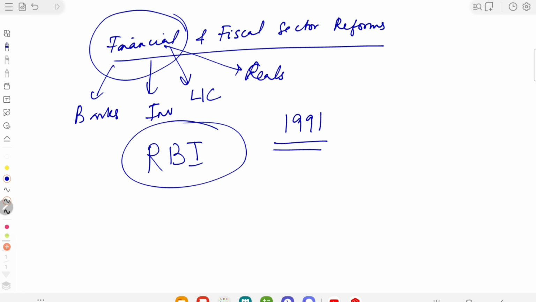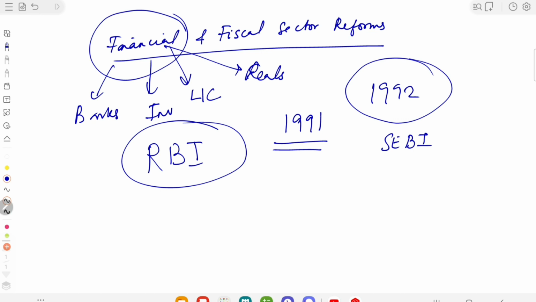So, what led to the 1991 financial sector reform? Not just 1991. 1991 was the first time the major financial sector reforms came into being, and then a lot of amendments were made on that. One of the major turning points in this financial sector reform is the 1992 Harshad Mehta scam, which led to the setting up of SEBI and all the regulations on the stock markets, right?